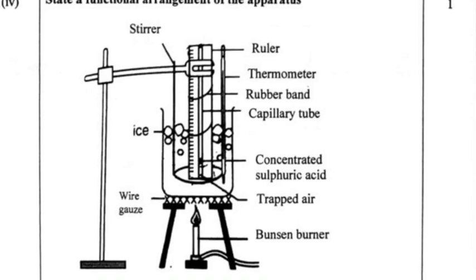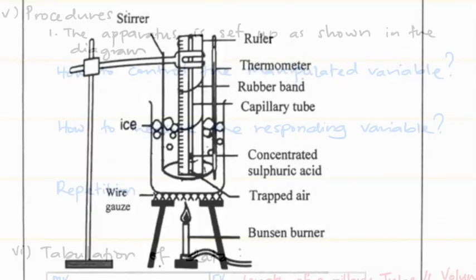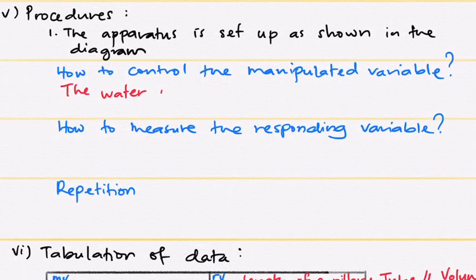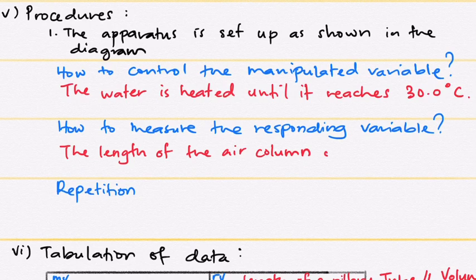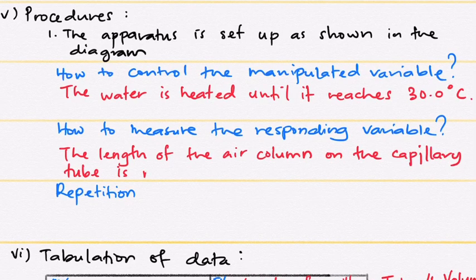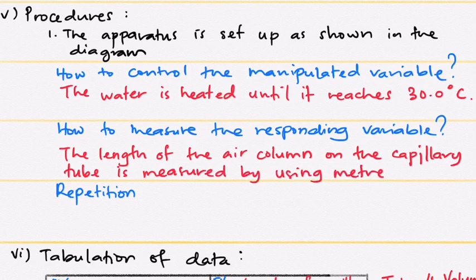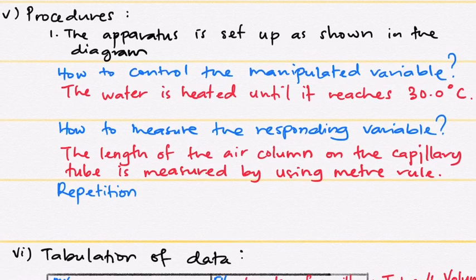And for the diagram, make sure that you draw and label the diagram. For procedures, as usual, write down the apparatus is set up as shown in the diagram, the first one, and then the second one, how you control the manipulated variable. As you can see here, I mentioned 30 degrees Celsius is the first value of my manipulated variable. Next is how you measure the responding variable. Here I mentioned that I use meter ruler to measure the length of the air column of the capillary tube.